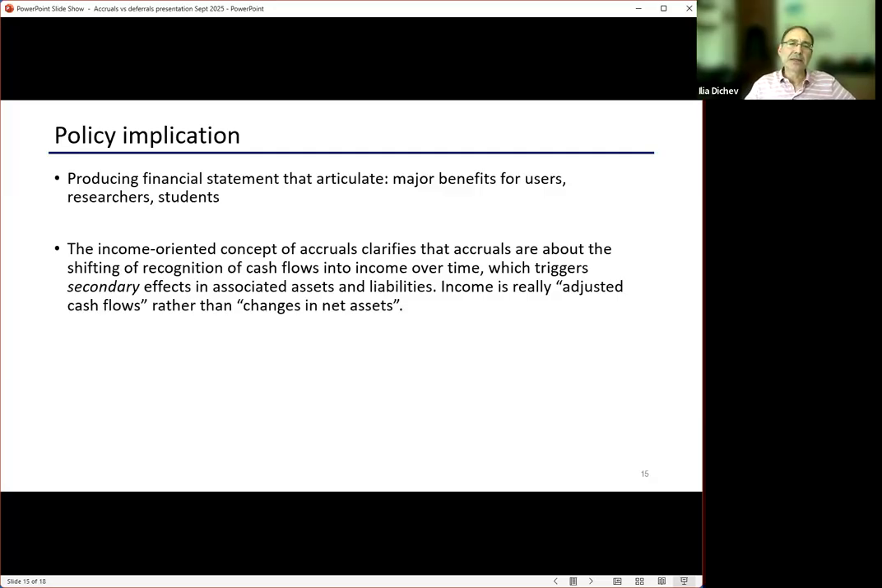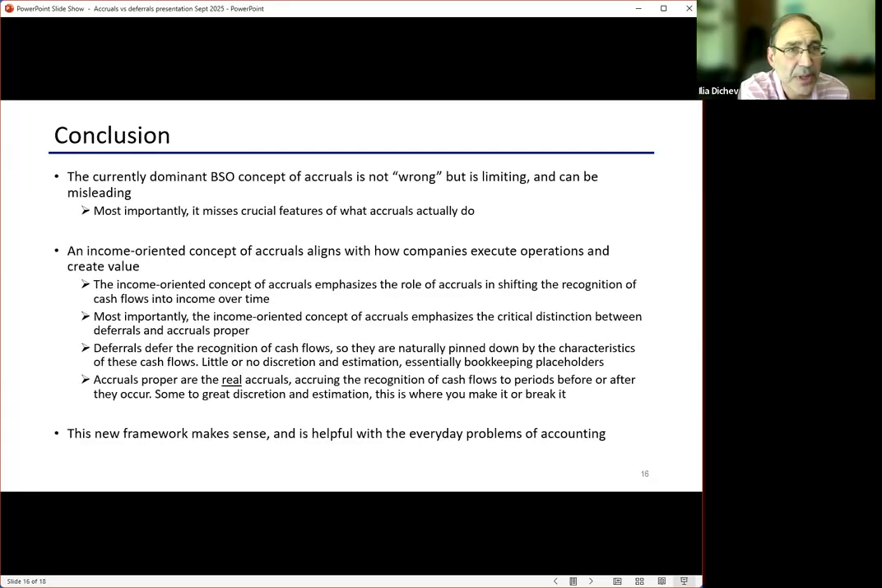The other big idea here is that income is not so much changes in net assets, which is how the FASB thinks about it. It's really about adjusted cash flows, adjusted net cash flows. That's what the income-oriented view is. How this plays out in specific statements is another matter, but I think that's missing in the big picture.